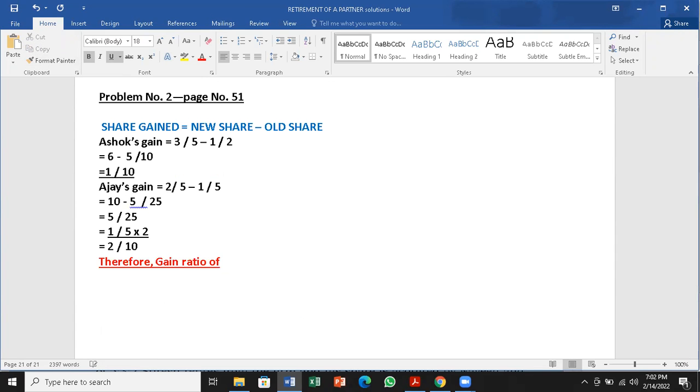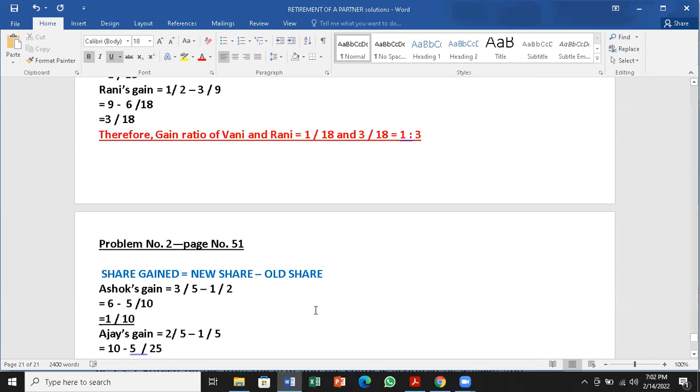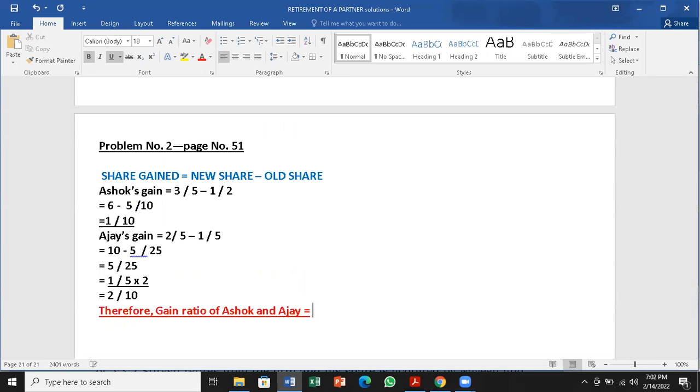So the gain ratio of Ashok and Ajay is equal to 1 by 10 and 2 by 10. That is equal to 1:2.